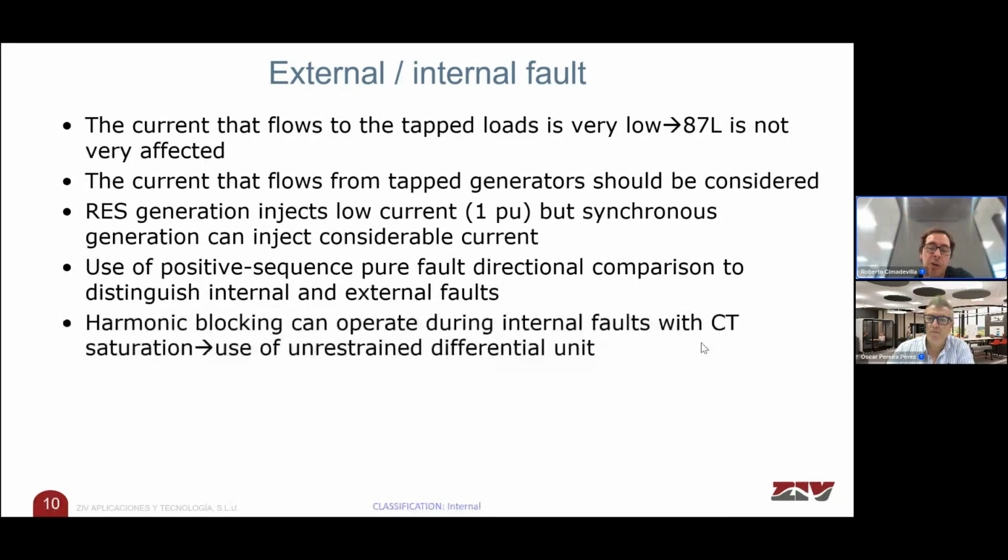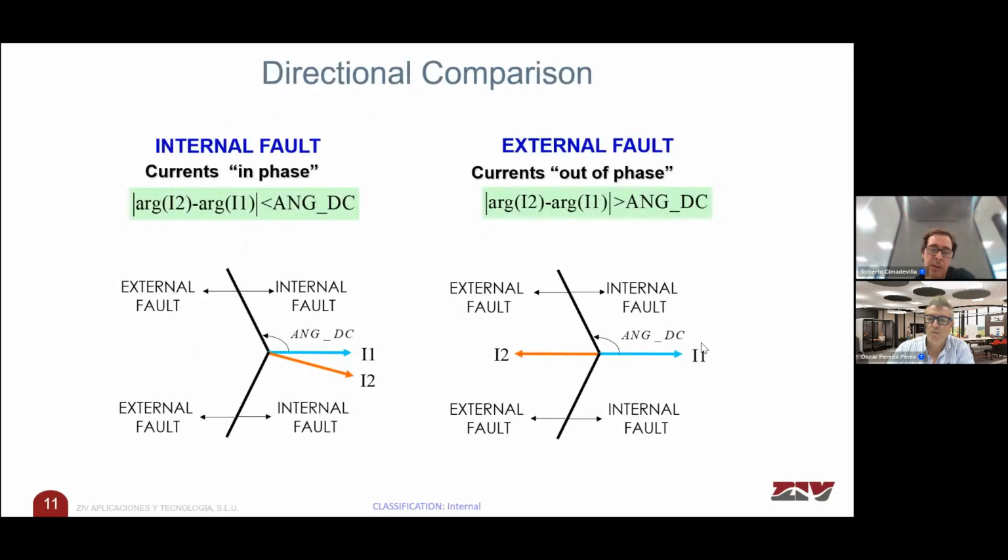Harmonic blocking can operate during internal faults with CT saturation, so it is important to use an unrestrained differential unit to treat internal faults. So regarding the directional comparison, this unit just compares the angle between the currents at both ends of the line. If these currents are in phase, the directional comparison will detect an internal fault.